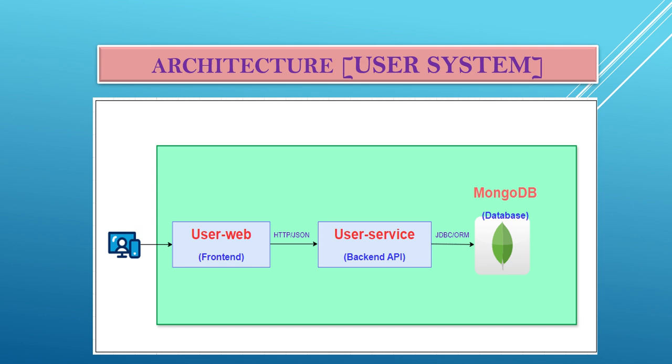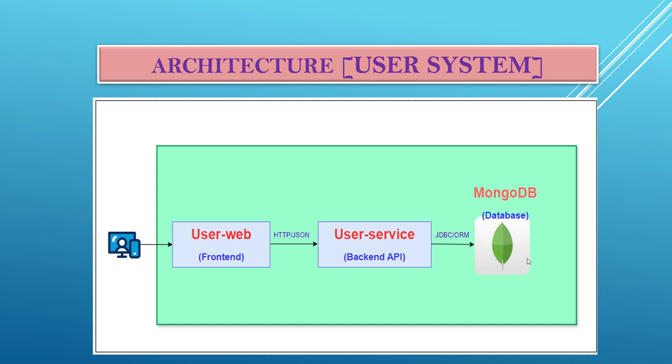Apart from that, we are going to use the axios library in order to call the backend REST APIs. So this is about the front-end side. On the backend side, we are going to create a user backend service using Spring Boot, and in that we are going to implement CRUD operations using Spring REST API.